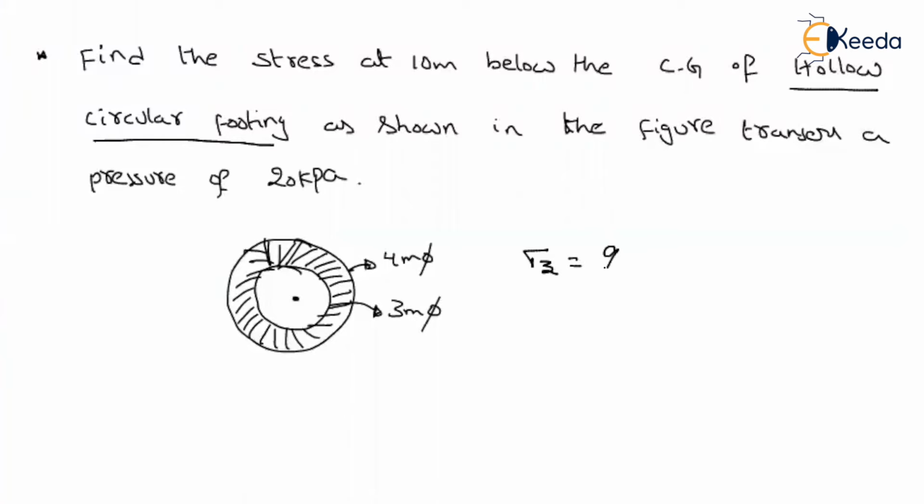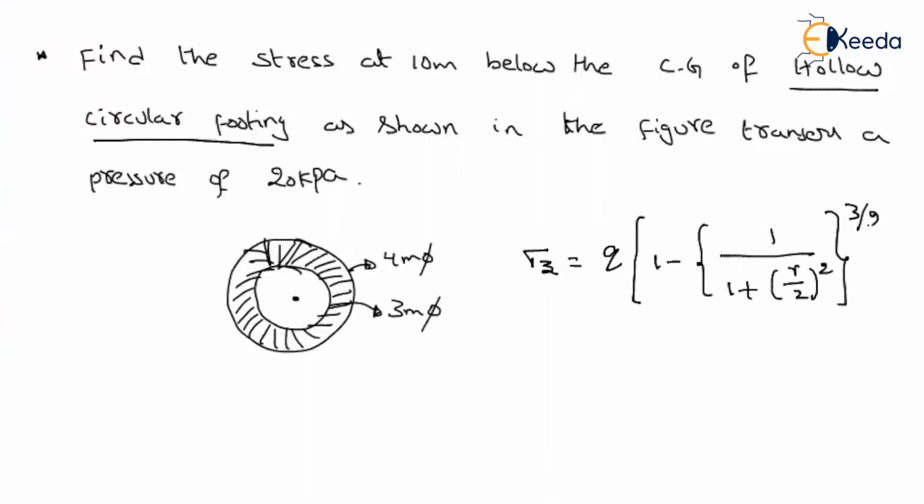That is nothing but q into 1 minus 1 divided by 1 plus (r by z) whole square, whole to the power 3 by 2. So this equation is applicable for the circular loaded area. But what about in the present case? Is it a circular loaded area? No, it is a hollow circular loaded area. Then how can I find out the stress at the CZ point?